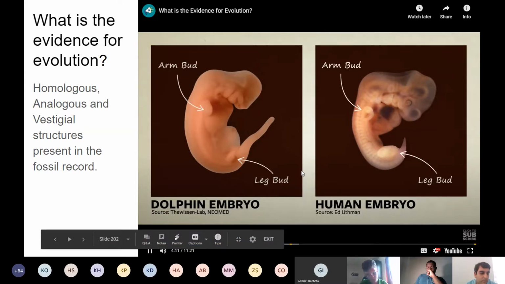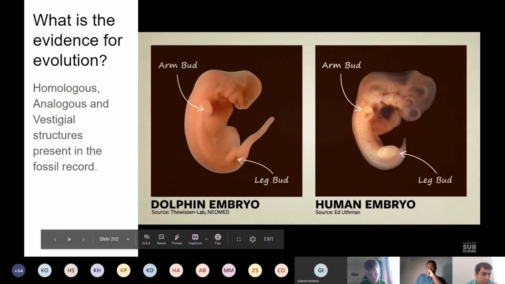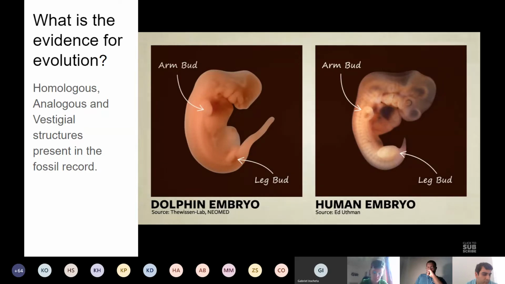the leg buds grow to become legs. In whales, they grow for a while but then stop, effectively fading away as the rest of the whale continues to grow.